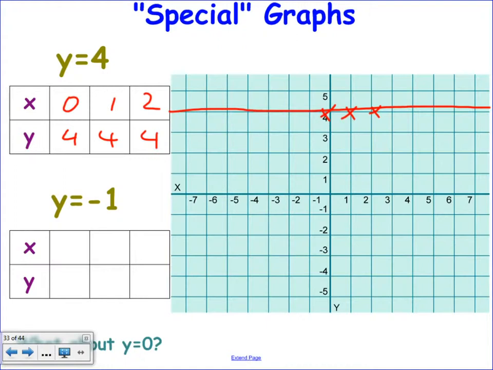Okay, so what do you think is going to happen? Y equals minus 1. And when I come to plot it, what am I going to end up with here? A horizontal line through minus 1.